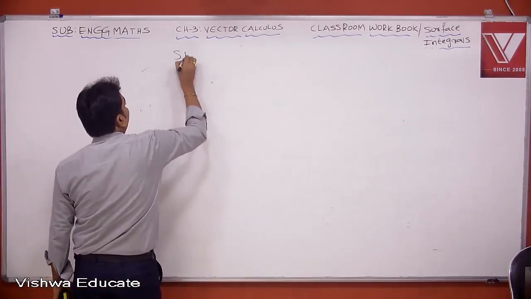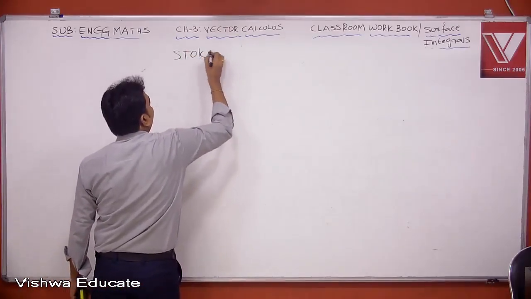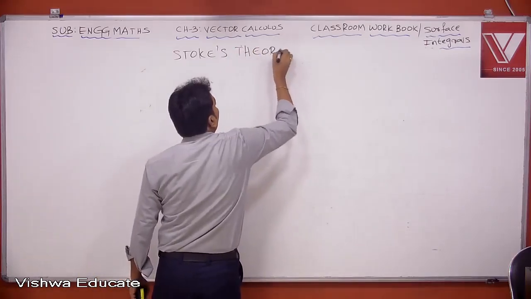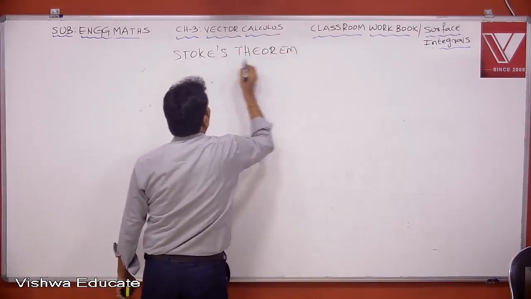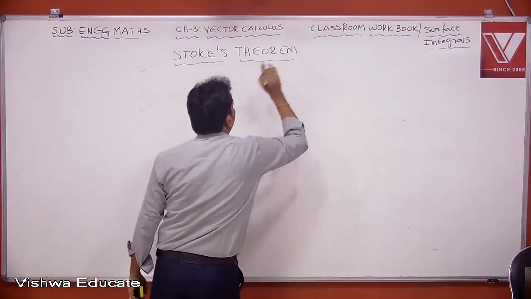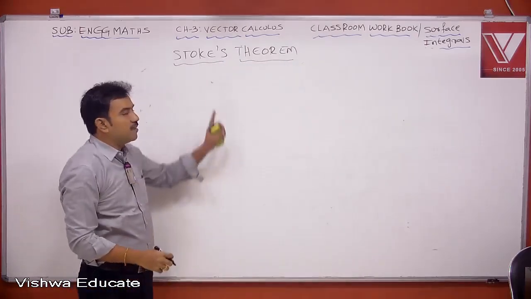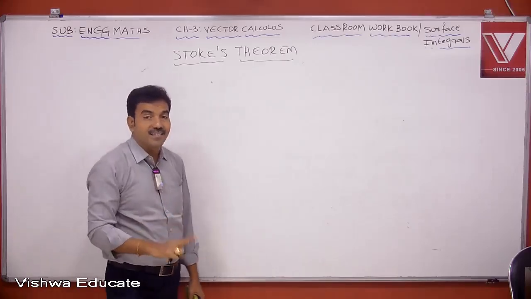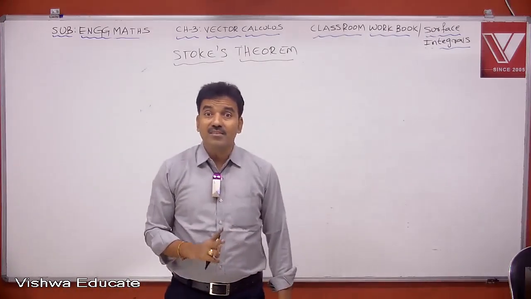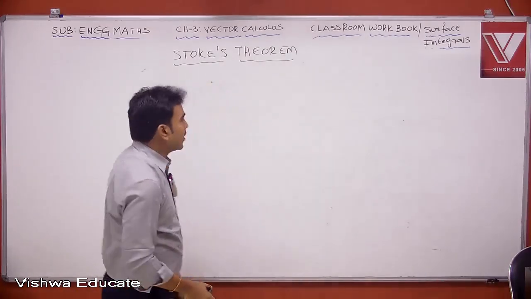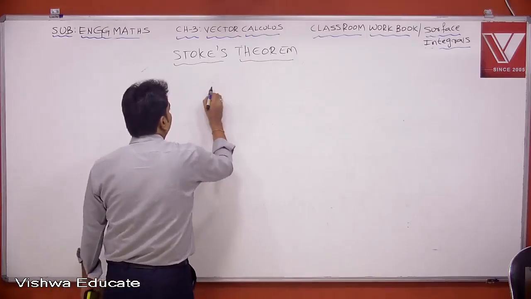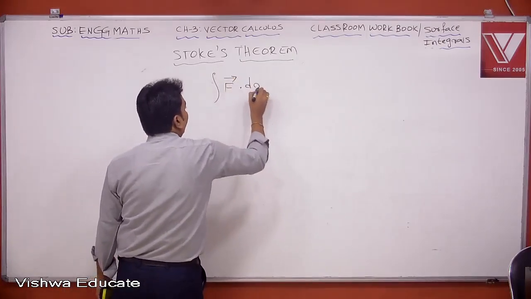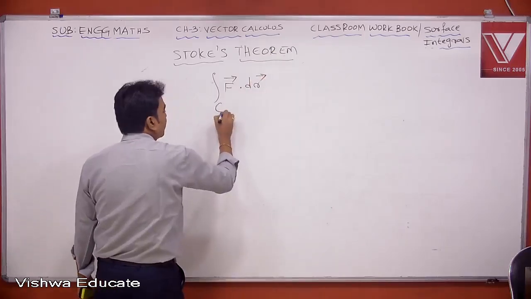Next one, Stokes theorem. Now basically Stokes theorem is a theorem which connects two types of integrals. One is a line integral and another one is a surface integral. Let us see the connection between line and surface integrals. This is the general form of a line integral, integral f bar dot dr bar over C.